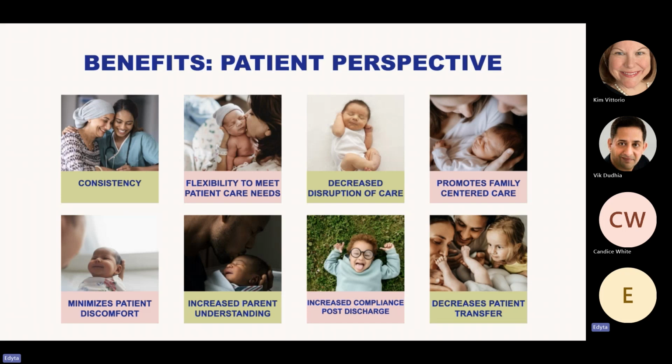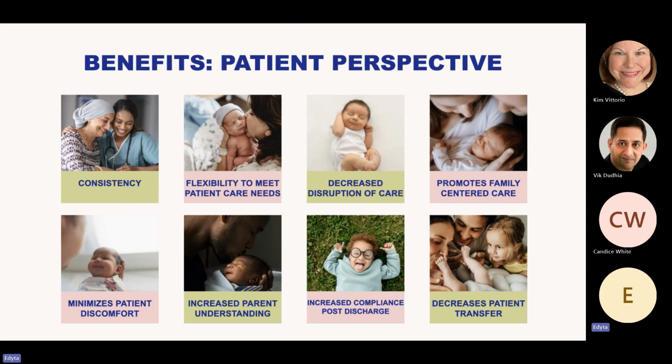Promotes family-centered care. As I mentioned, we're not interrupting that precious family time. The nurses are able to utilize their skills and resources to really minimize that patient discomfort and provide them with swaddling or medication that they might need prior to. Because we're working so closely with the family, we're really increasing the parent understanding of what's going on with their specific baby.